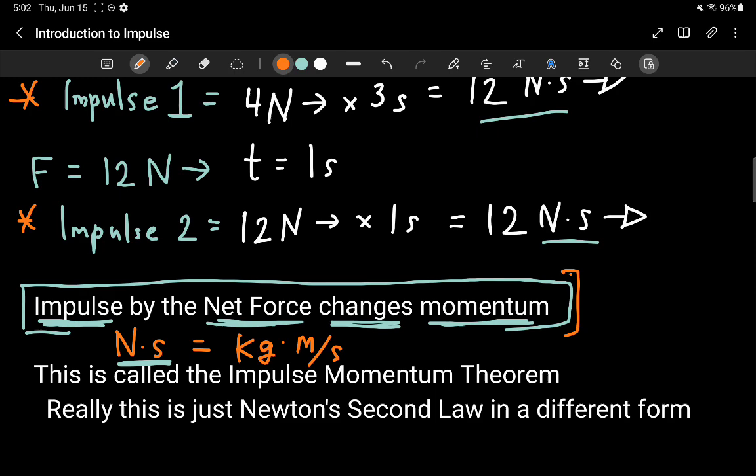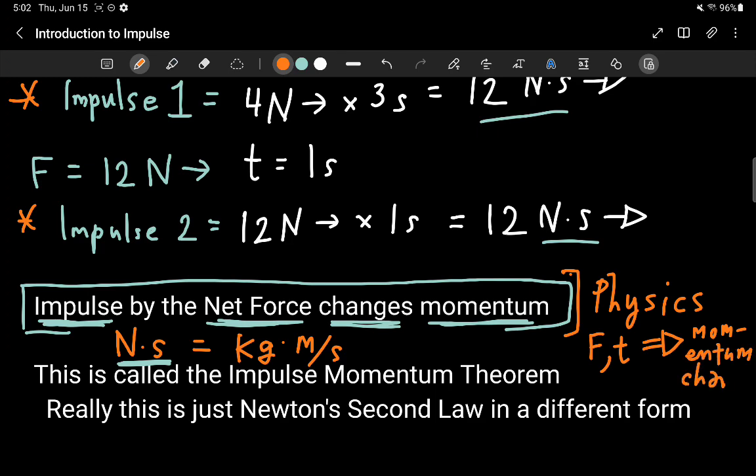This statement right here is physics. It's a relationship between a force acting for a certain amount of time and this causing momentum change, right? Physics is all about trying to figure out how to cause nature to be different, right?